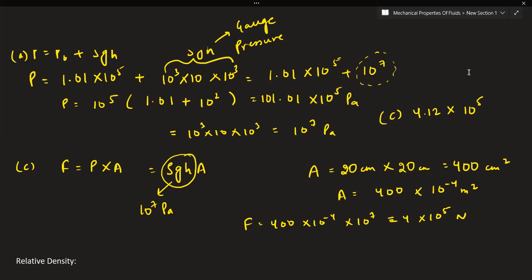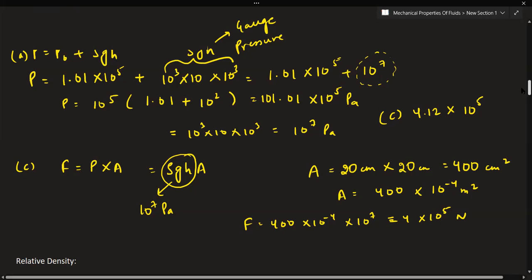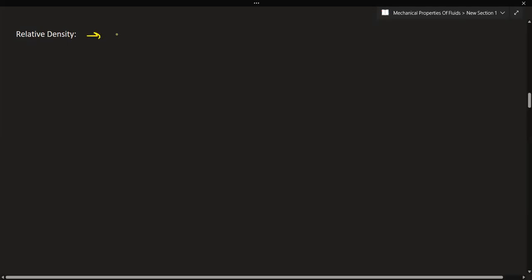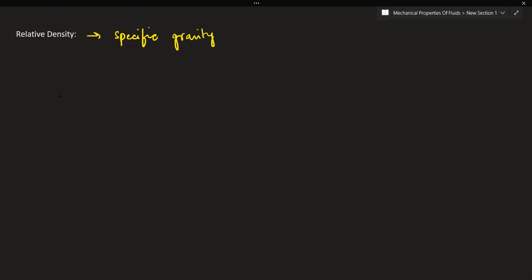Done, ma'am. Now we have a concept of relative density. See, this relative density is also known as specific gravity. So if the question says specific gravity, just know that it is referring to relative density only. So basically, relative density is the ratio of the density of the body to the density of water.